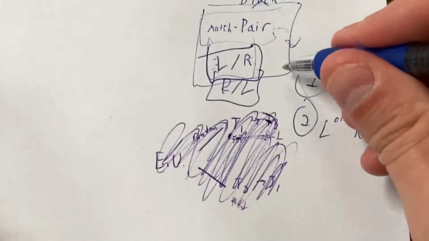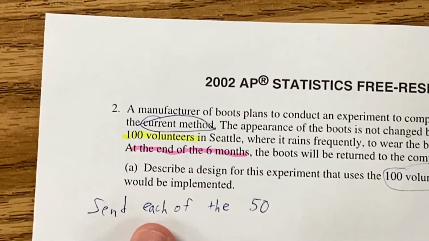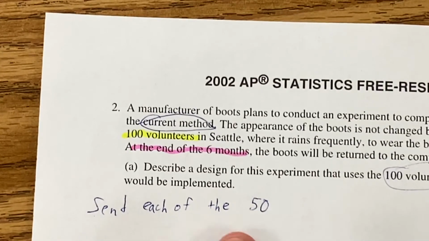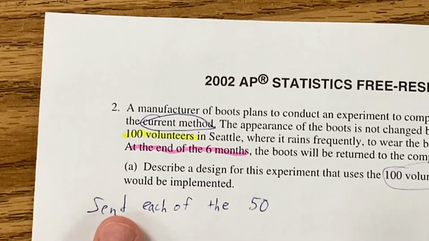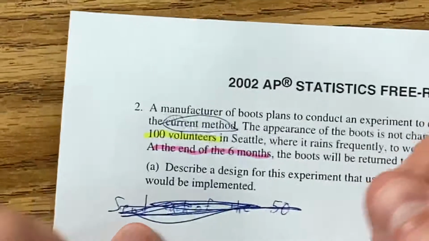So I'm going to say 50 people are here. And I'm saying send each of the 50 people. That's not good enough because I didn't use randomize. We are supposed to randomly put these into groups. So let's just start over again.